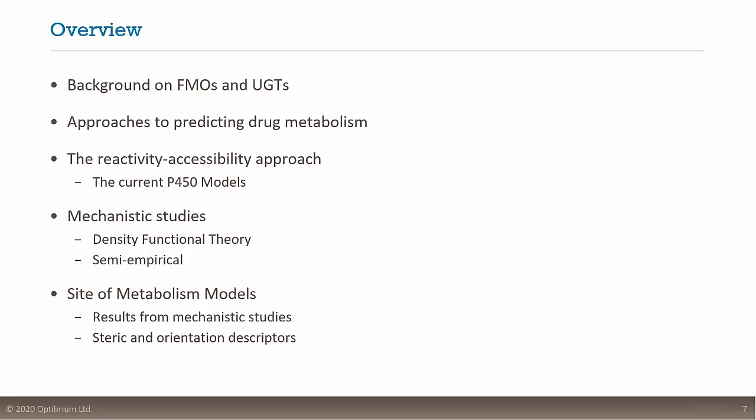And Matt will talk about it a little bit more, why we need mechanistic studies, but once he's done that, then I will talk about the density functional theory studies of both FMOs and UGTs, and also obviously we want to use those models in our everyday work, which means that we cannot wait until the density functional theory calculations finish. So I'll also shortly talk about how we translated those results from DFT to the world of semi-empirical methods. And in the end, I will talk about the site of metabolism models, how we took the results from the mechanistic studies and combined them with steric and orientation descriptors, the accessibility part of the approach, and also show you a few examples of the models we put together.